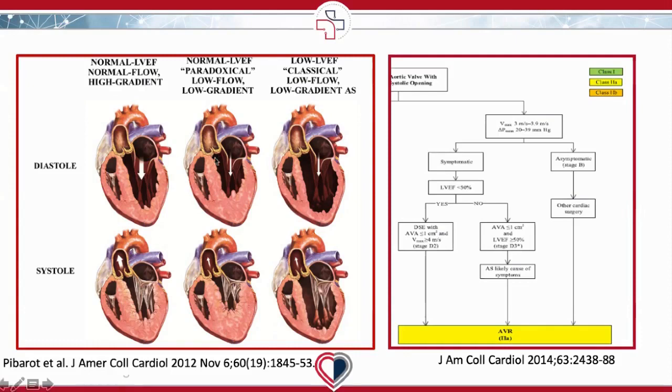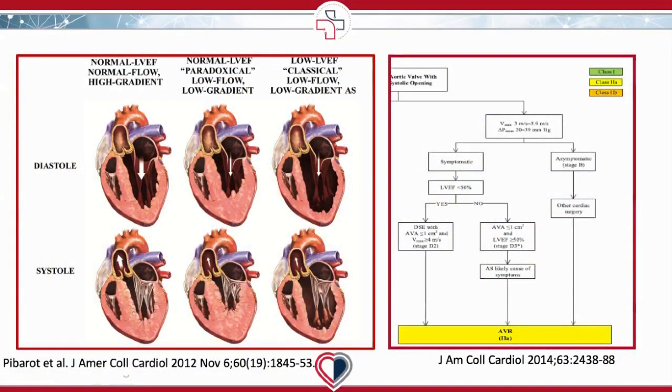I don't think this is going to be on boards here, this normal EF, paradoxical low flow, low gradient aortic stenosis. This is where the EF is greater than 50%, but there's a low stroke volume index. I do think this is where we're going to spend some time talking, but I do think one question might come up where you have a patient who's got paradoxical low flow, low gradient aortic stenosis, and they're hypertensive at the time of their exam. And so you need to make sure that their low flow isn't due to afterload mismatch and that their systolic blood pressure is less than 140.